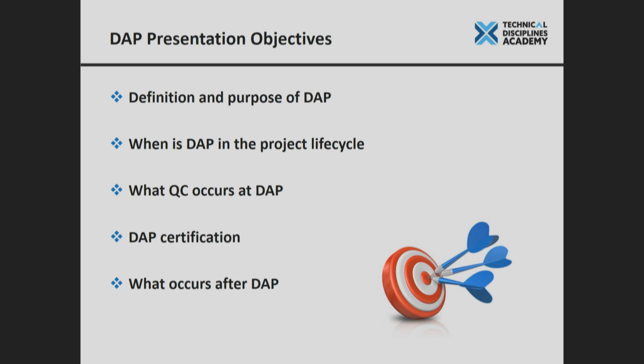We're going to be here today to talk a little bit about the definition and the purpose of the DAP, when the DAP occurs in the life cycle of the project, what quality control occurs at DAP. We'll talk about the DAP certification process, and as everyone's aware with PDII, that's changing a little bit. And so we're in this funny time of carrying forward our practices that we're doing now and then switching to a new process for that. And then what occurs after DAP, so where it fits in the life cycle.